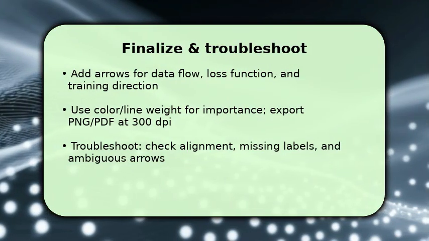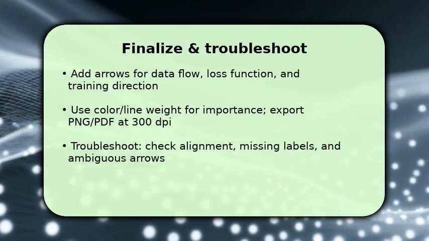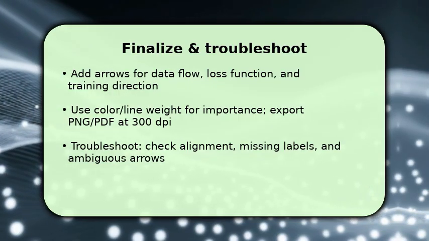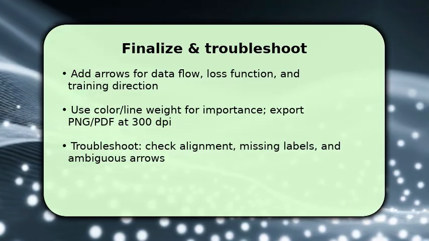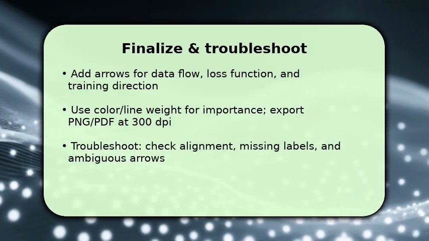Finish by adding directional arrows for forward pass and a separate arrow for loss backpropagation. Label input features and outputs clearly. Once done, style with color or line weights to emphasize important paths and export at 300 dpi for clarity. Make sure to include a brief legend.